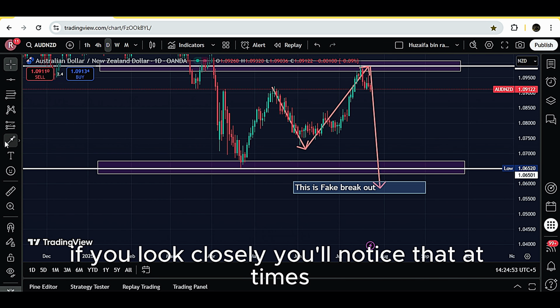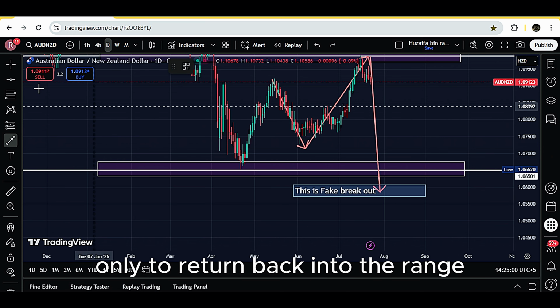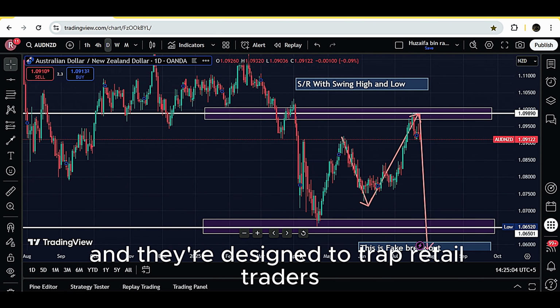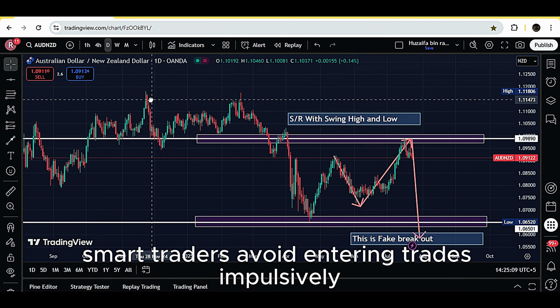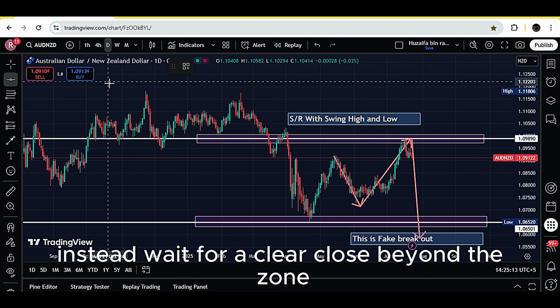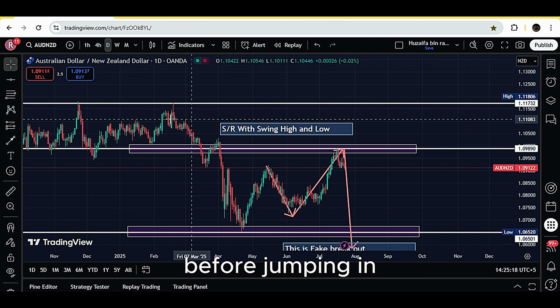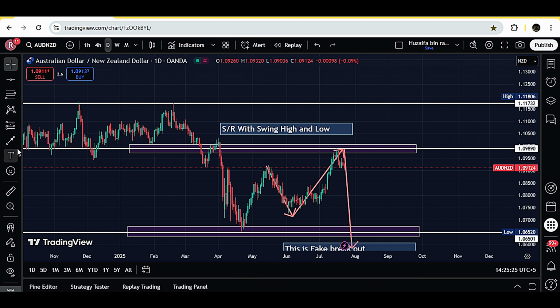If you look closely, you'll notice that at times, price moves slightly beyond the support or resistance, only to return back into the range. These are known as fakeouts or false breakouts, and they're designed to trap retail traders. Smart traders avoid entering trades impulsively when the candle barely breaks a level. Instead, wait for a clear close beyond the zone, or look for price to retest the breakout area before jumping in. False breakouts are a key reason why many traders lose money in range markets.